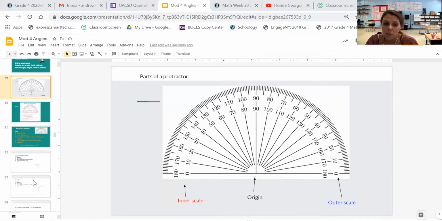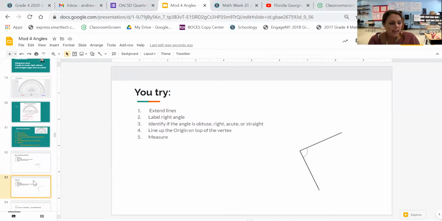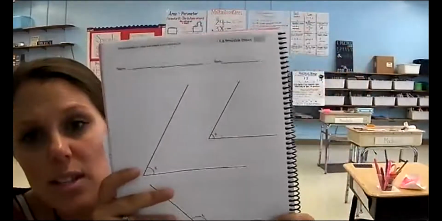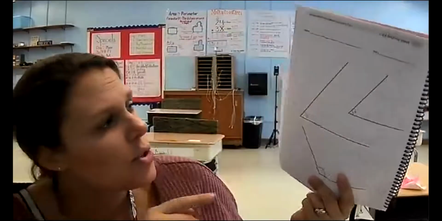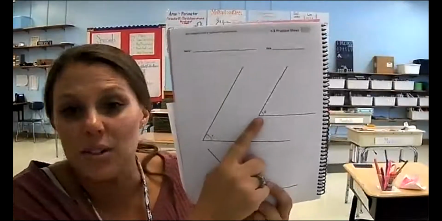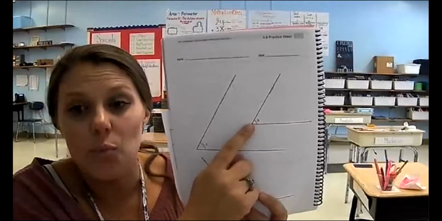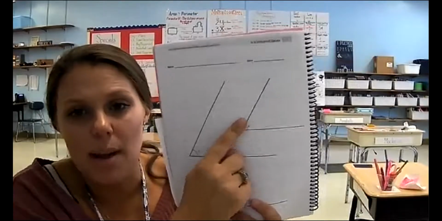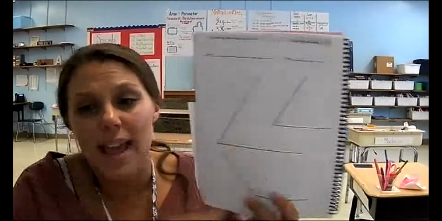I want you to try one in your workbook, okay? In your workbook, what I want you to do, let me show you my screen or my paper. So this is the practice set. We're going to start with angle D. So follow those steps. I'll put the steps back up, but you're going to start with angle D. Go ahead and try that. Pause your video and then check back with me.